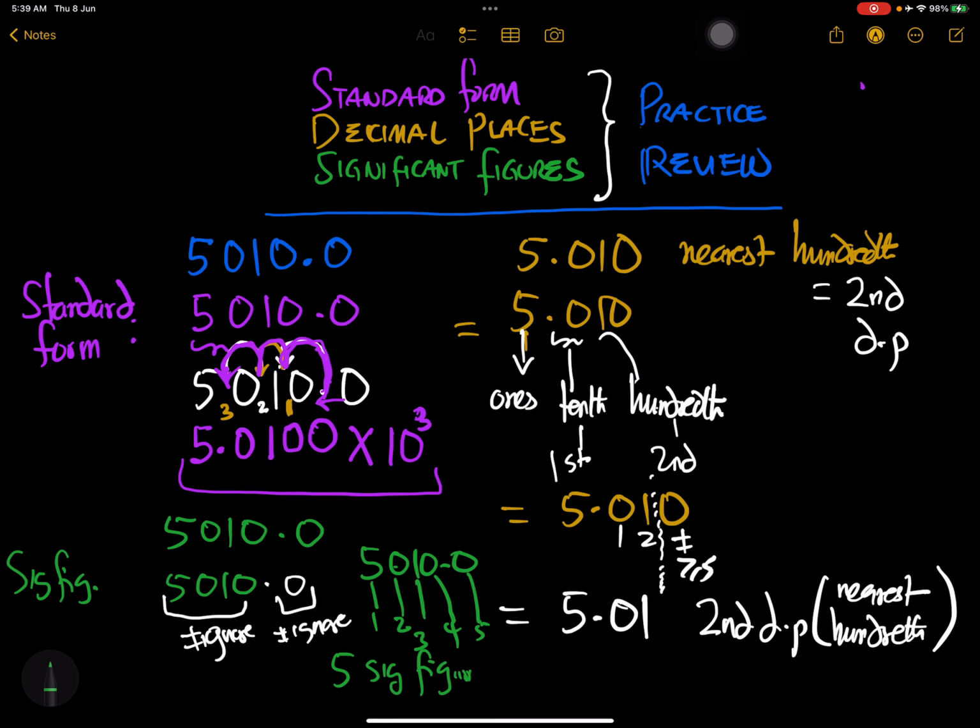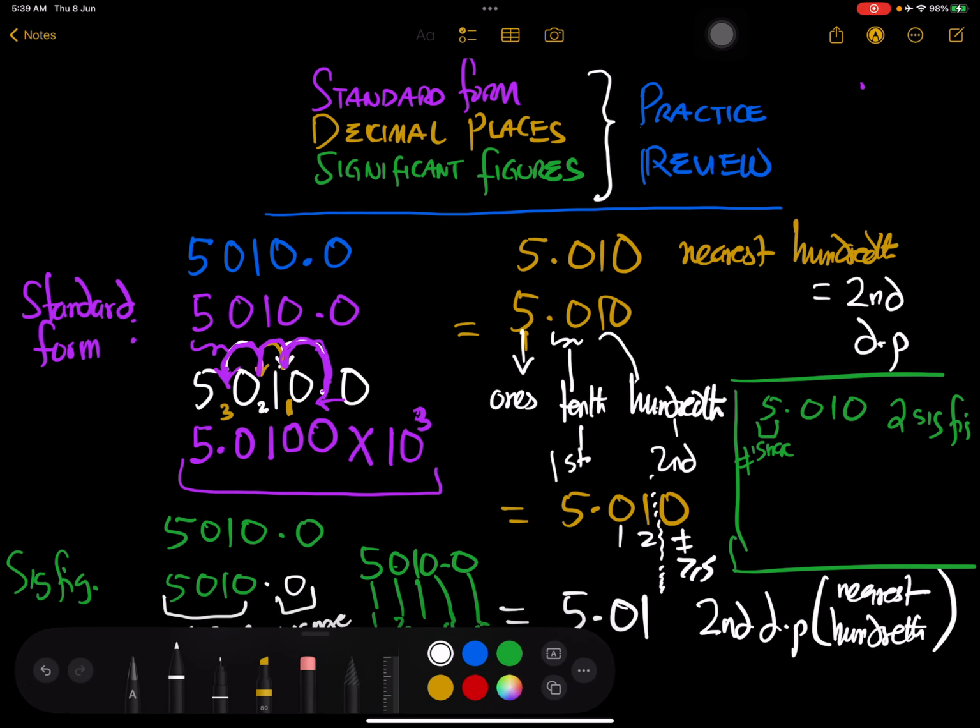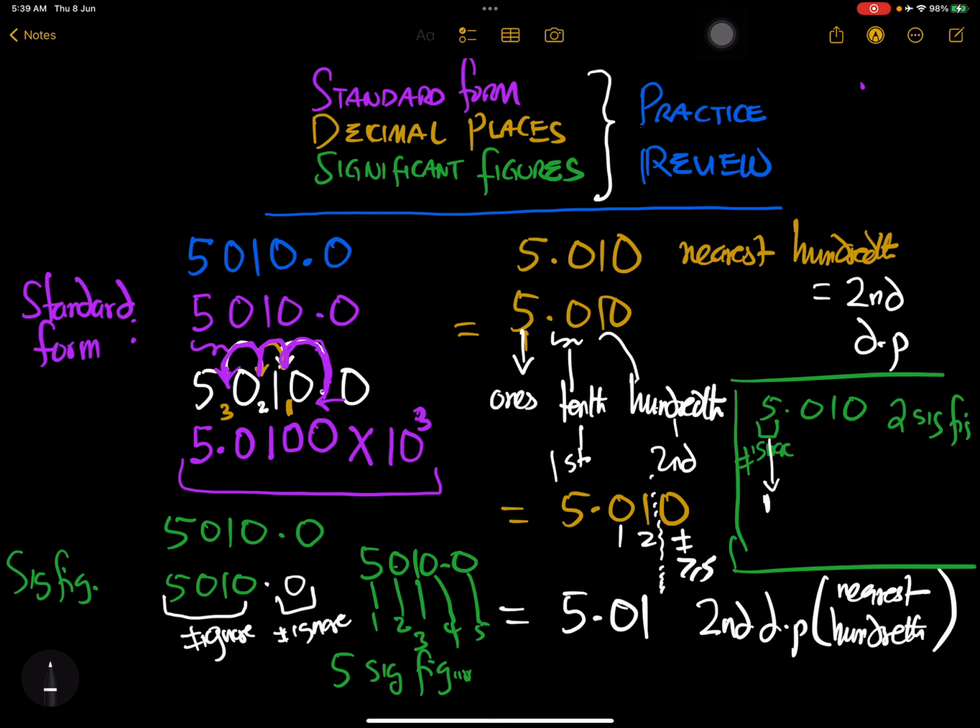In the same way, if we're having 5.010 and we're being told to write it in two sig figs, remember we are starting with this number, so we cannot ignore. That becomes our first significant figure, and this becomes the second. We cannot ignore the second, but the number right after that is not greater than or equal to 5. So in two sig figs, we have 5.0.